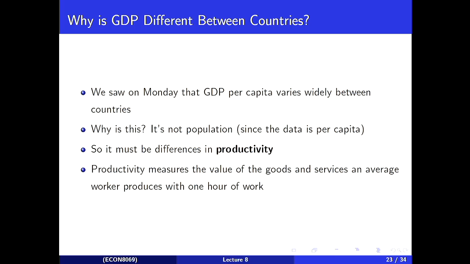First off, it's definitely not population. There's no sense in which this could be population, because if we're looking at GDP per capita, we've divided by the number of people. So higher population will have higher GDP, but then you divide by number of people, so we get rid of that as an option. That means that what has to be different is how much each person produces, is the amount of production done by each individual. And so we're going to talk about this as differences in productivity. So productivity measures the value of goods and services an average worker produces with 1 hour of work.